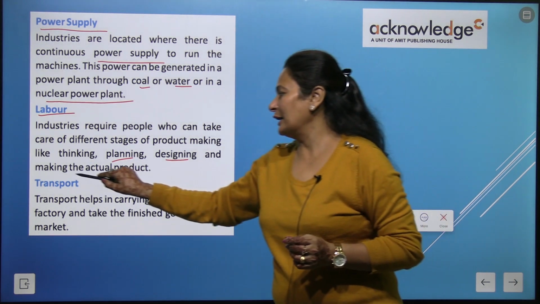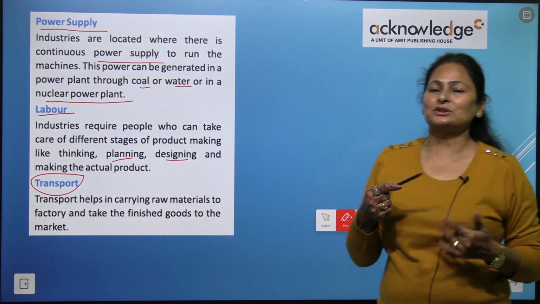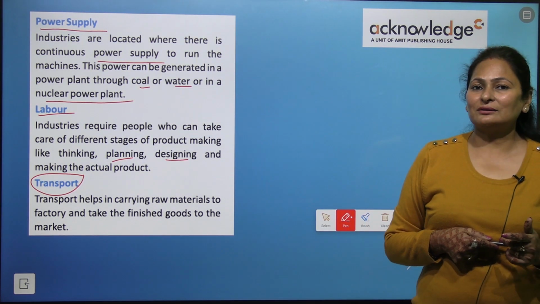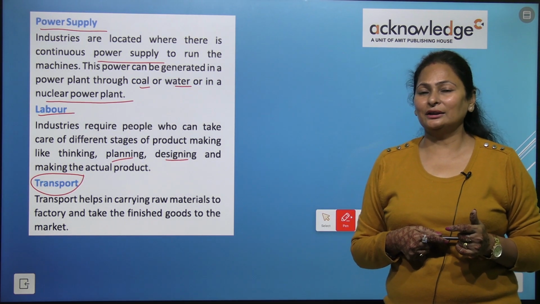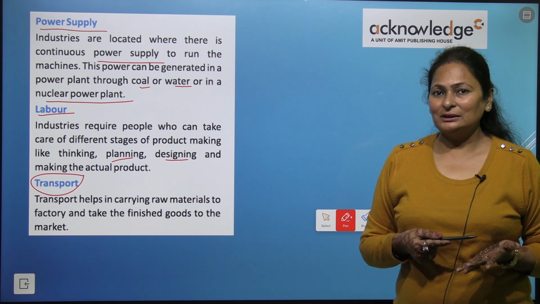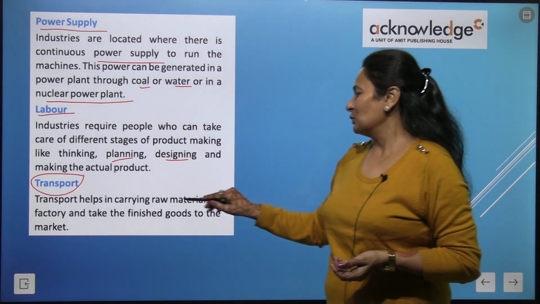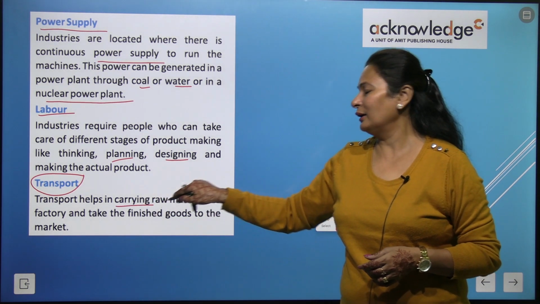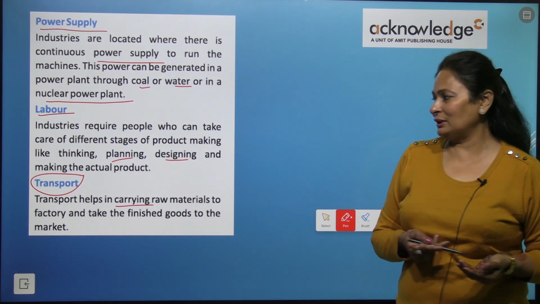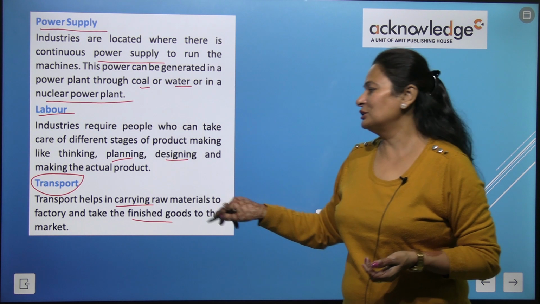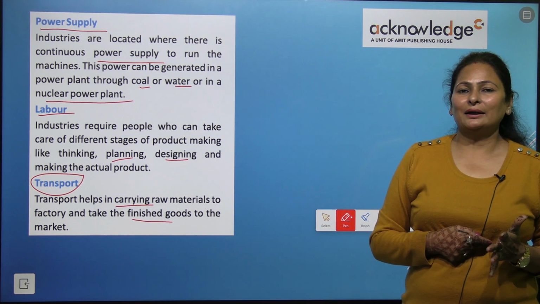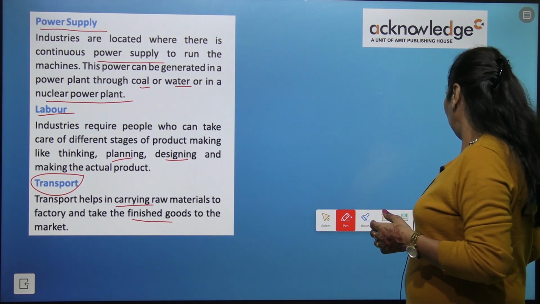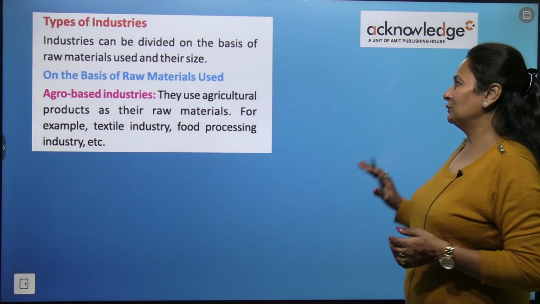Now the transport. The finished goods that are made in the factories, how can they reach the market? Via transport, right? So transport helps in carrying raw materials to the industries and the finished goods to the market. So transportation again plays a very important role.